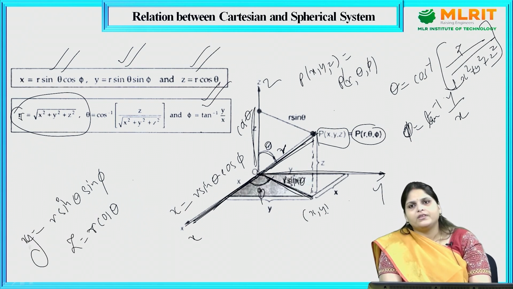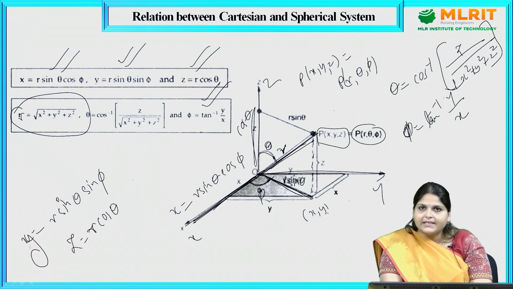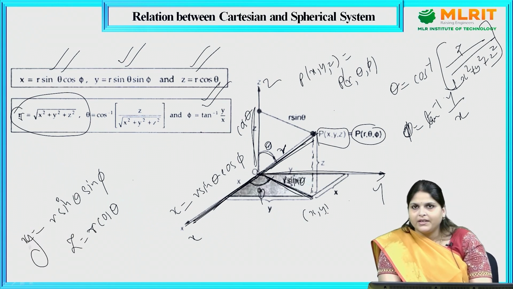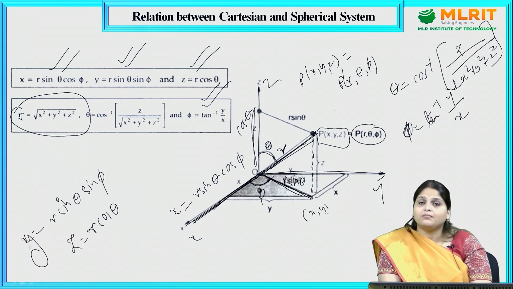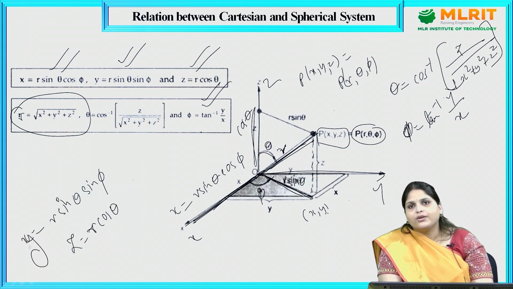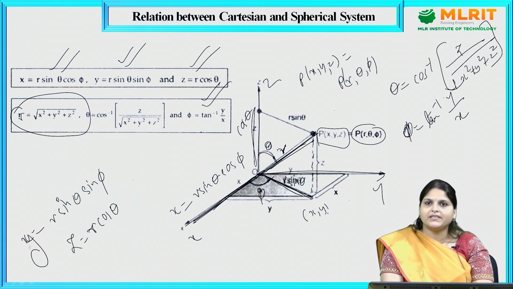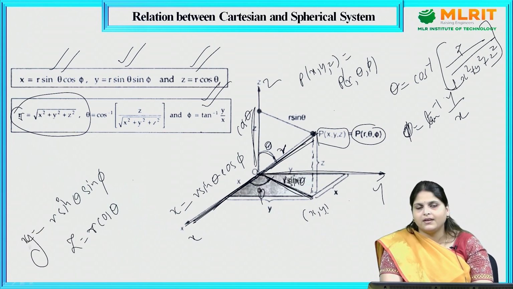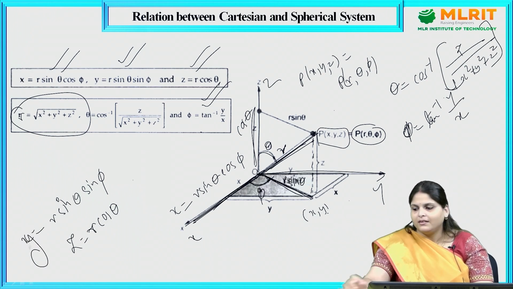So these were the three different coordinate systems: the spherical coordinate system, the cylindrical coordinate system, and the Cartesian coordinate system. The Cartesian coordinate system is also called the rectangular coordinate system. I hope these three coordinate systems and their transformations are clear to everyone. For any query, you can contact us. That is all for today. Thank you very much.